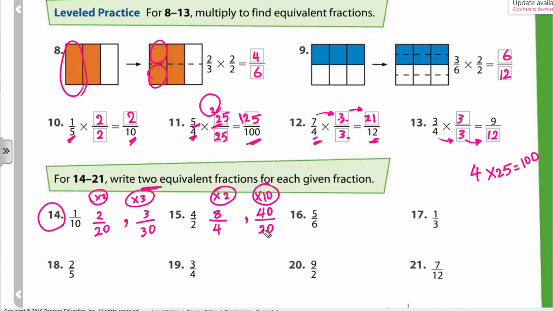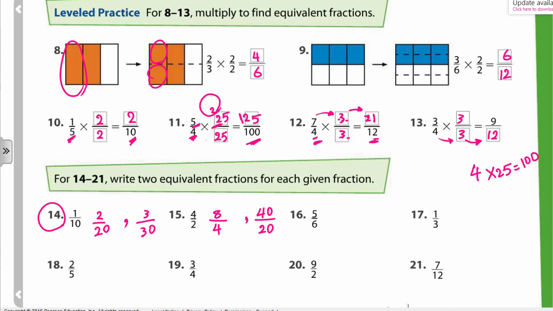Okay, Ali is asking me about what I am writing here, the times 2 and times 3. There is no need to write these. I'm writing them just because I want you to know what we are doing. But in fact, there is no need. Just write the fractions. Okay, thank you, Ali.